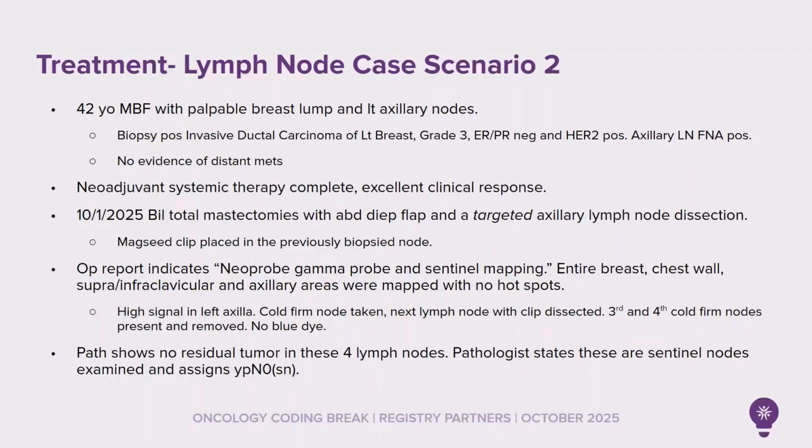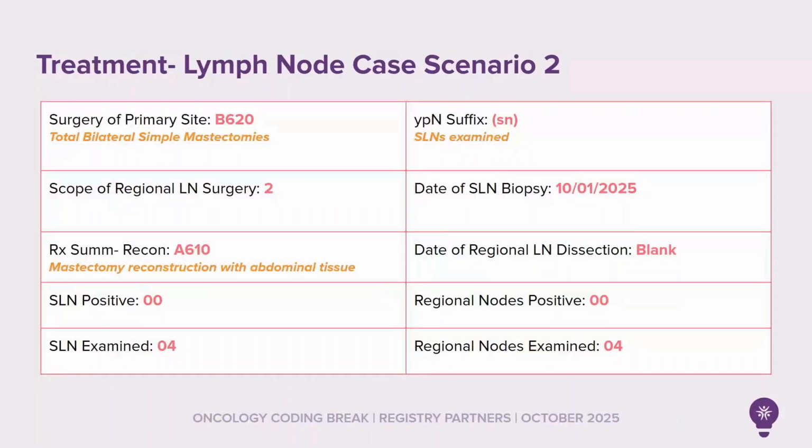Third and fourth cold firm nodes were present and removed. None of the nodes had blue dye. Pathology shows no residual tumor in these 4 nodes, and the pathologist states that the sentinel nodes were examined and assigns ypN0(sn). How do we code a targeted axillary dissection?